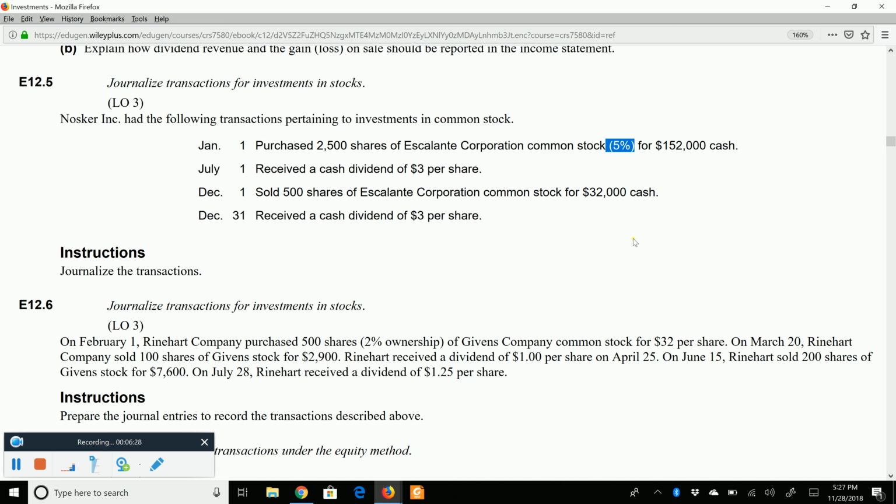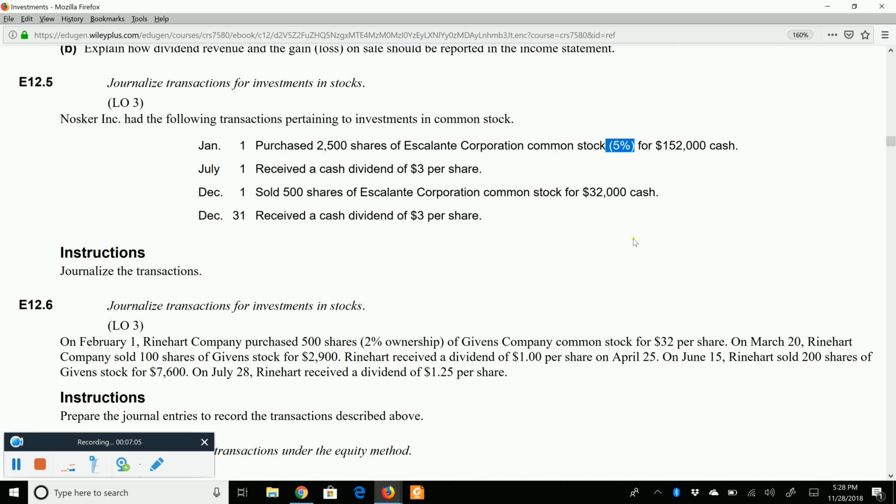As we studied in the lecture, there are 3 accounting methods for stock investments. When we buy between 0.1%, I should say, all the way up to 20% of another corporation's stock, we are going to utilize what's known as the cost method. When we buy between 20 and 50% of another corporation's stock, we are going to use what's known as the equity method to account for that investment.